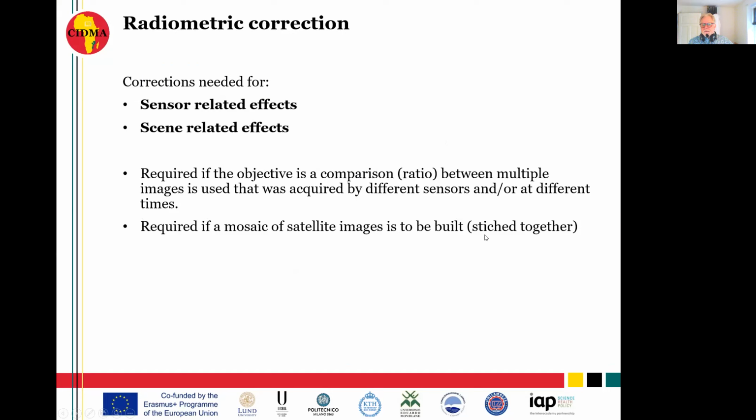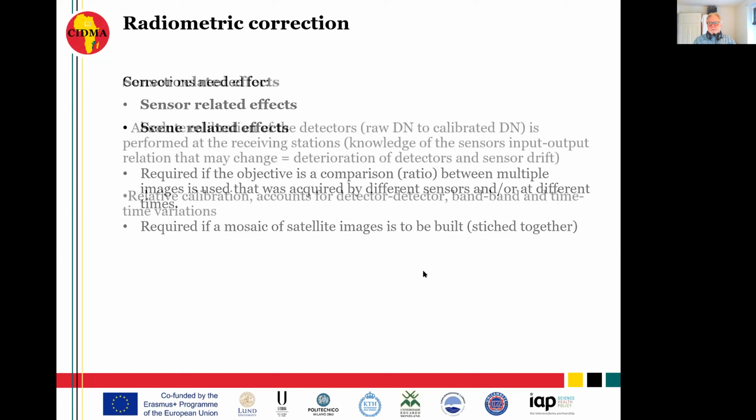And that is required if I need to compare them, do a ratio between them, or maybe stitch together many satellite images into a mosaic. I'm sure you've seen in Google Earth or something that satellite images look different depending on what year they were acquired, or where in the season they were acquired. Trying to get that together as well as possible, that's how we correct for scene related effects.